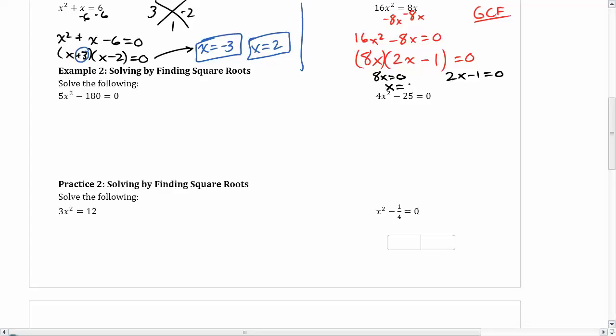Regardless, the first one, divide both sides by 8, and we get that x equals 0 as well. Or, the second one, add 1, so 2x equals 1, divide by 2, x equals 1/2. So that one was a little bit different, a little trickier, but still within the bounds of what you should be feeling kind of comfortable with.